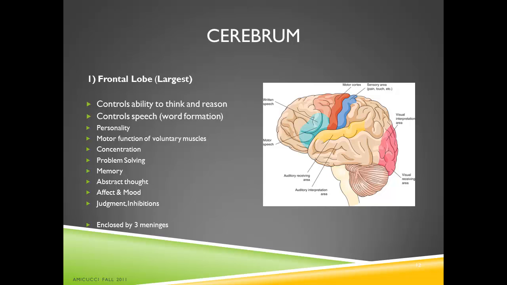Cerebrum, frontal lobe, the largest lobe, controls the ability to think and reason, controls speech, word formation, personality, motor function of voluntary muscles, concentration, problem solving, memory, abstract thought, affect and mood, judgment and inhibitions. Think about if a patient has a stroke or trauma in this area, all of these functions will be affected.